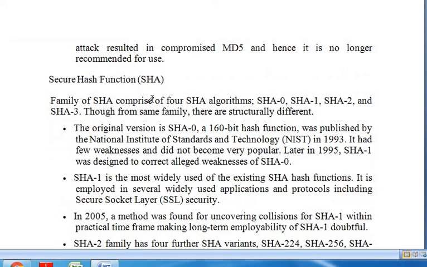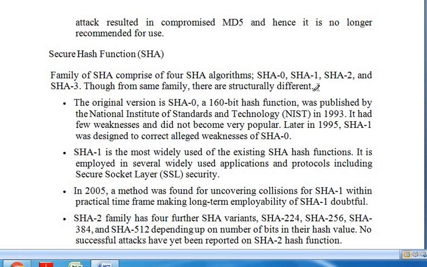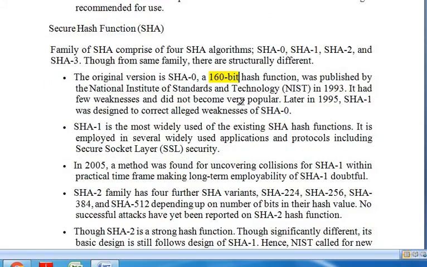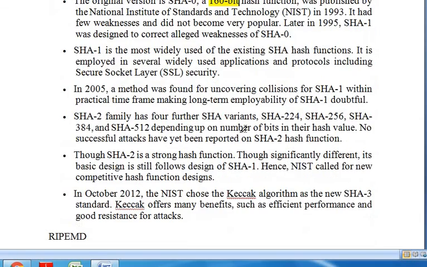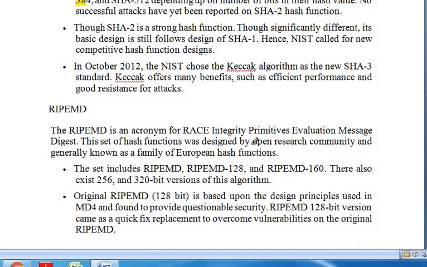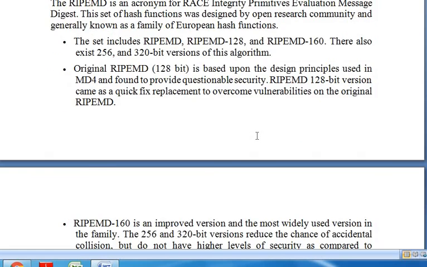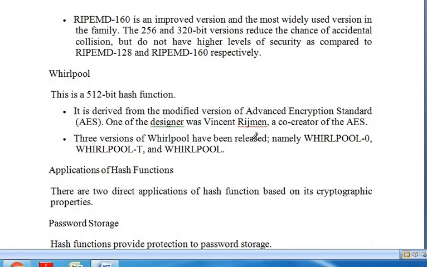Likewise, the secure hash function SHA is also a hash function. So SHA-0, SHA-1, SHA-2, SHA-3 are different hash functions. SHA-1 processes 160 bits, so it is a 160-bit function. There are many more in the SHA-2 family, like SHA-384 and SHA-224, and SHA-3 is also there. So there are so many hash functions. Whirlpool is a 512-bit hash function.